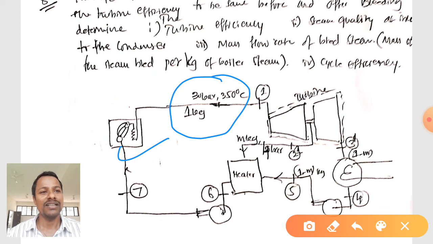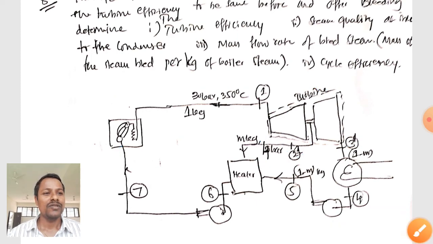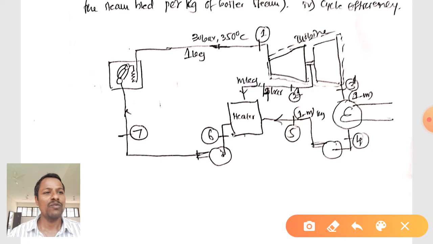It comes out at state 1, then enters turbine stage 1, which produces WT1 for us. Then stage 1 to 2 is the expansion. At point 2 we are drawing m kg of steam at 4 bar pressure, and the remaining 1 minus m kg expands in the second stage, comes out at state 3 with a condenser pressure of 0.1 bar. Then the same 1 minus m kg enters the pump after the condenser.